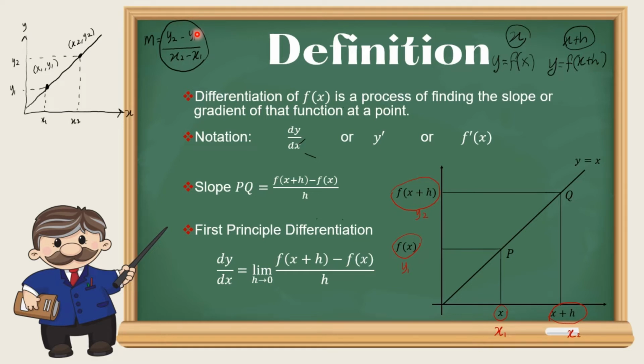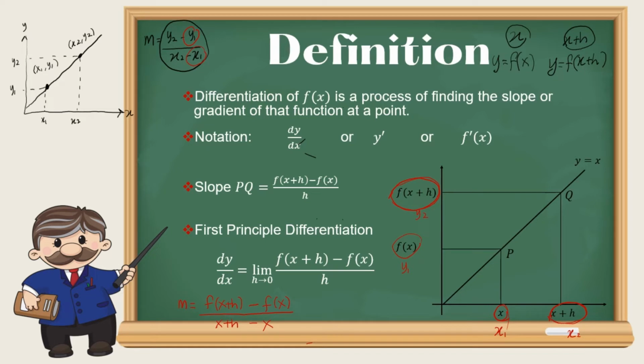Okay, so if you are using this formula, which is y2 minus y1 over x2 minus x1, so now your y2 is equal to f(x plus h). So if you write the formula here, you will have m equal to f(x plus h), because your y2 now is f(x plus h), minus y1. So your y1 is f(x), divided by x2. Your x2 is x plus h, minus x1. So your x1 is x.